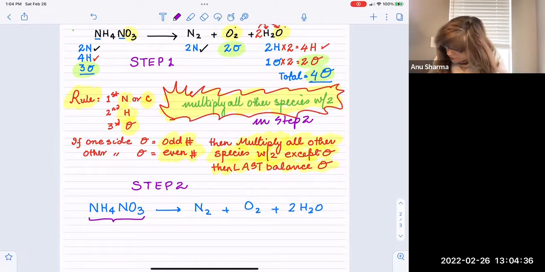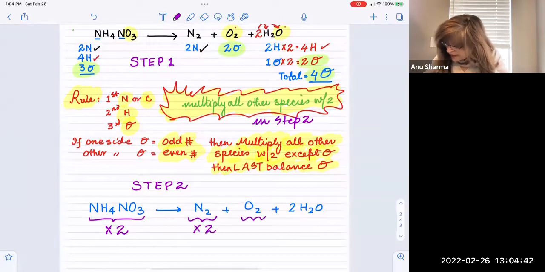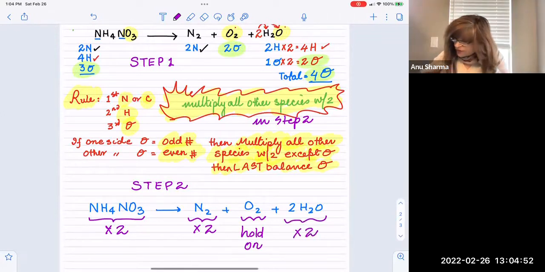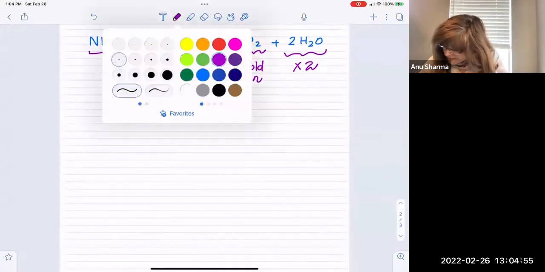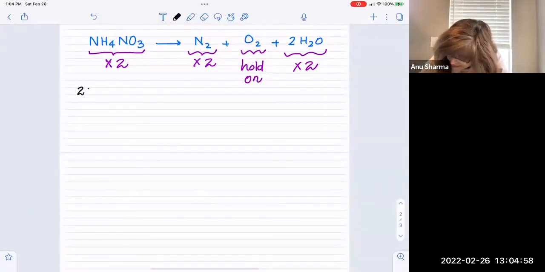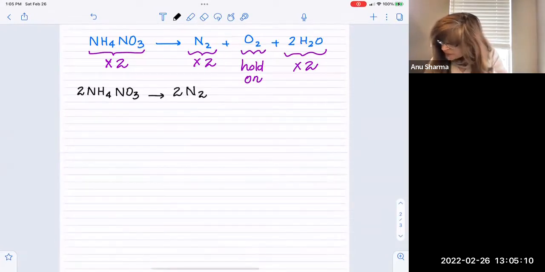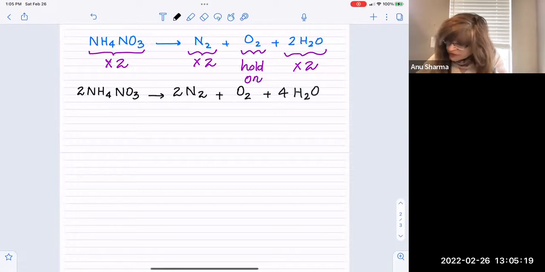All right, so in step 2, this one is going to be multiplied by 2. This one is going to be multiplied by 2. This one, hold on, do not multiply by 2. But this one is going to be multiplied by 2. So what do you get here now? You have 2NH4NO3. You multiplied by 2, right? And here becomes 2N2. Oxygen, hold on, plus 2 times 2, 4H2O.